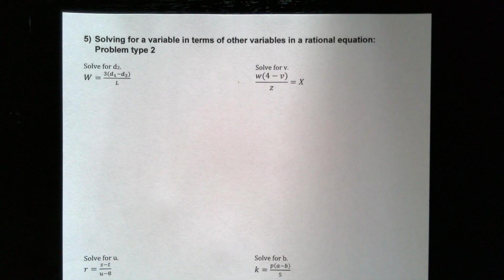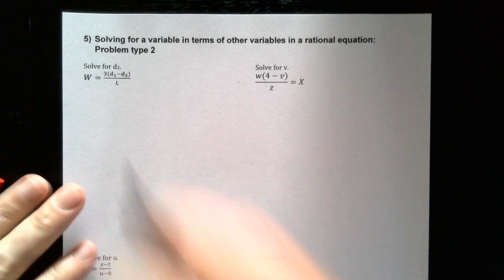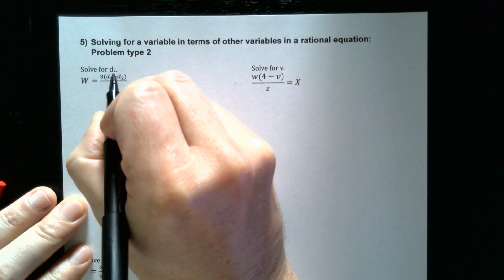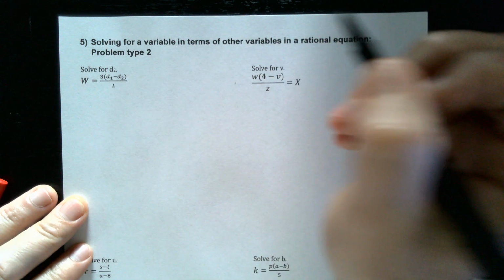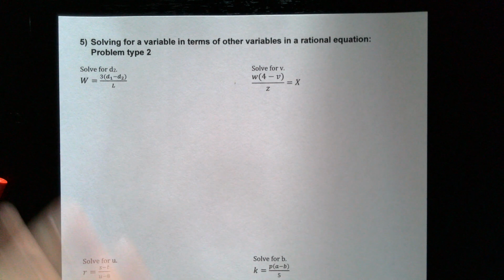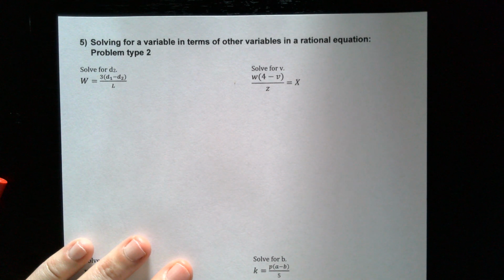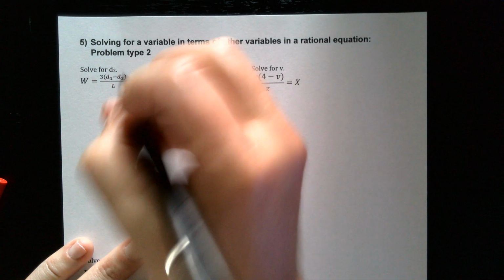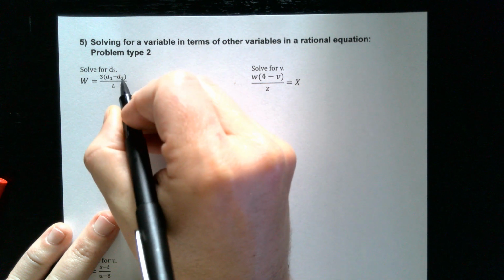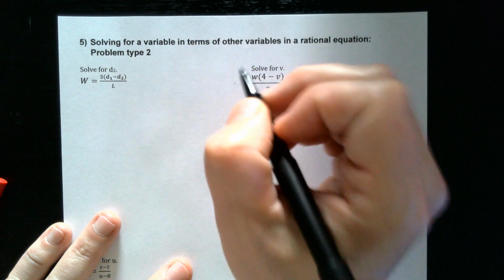Here's the continuation. We've got problem type 2 now. Let's look at this first one. It says solve for d sub 2. I'll just call that d2, d1 and d2, but it is actually d sub 1 and d sub 2. So we need to get rid of everything over here that is not a d2.